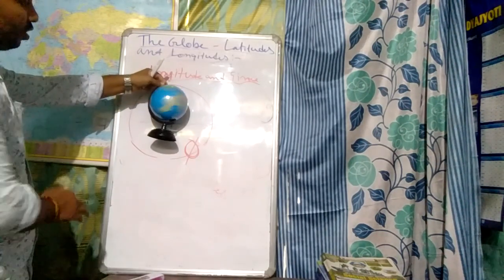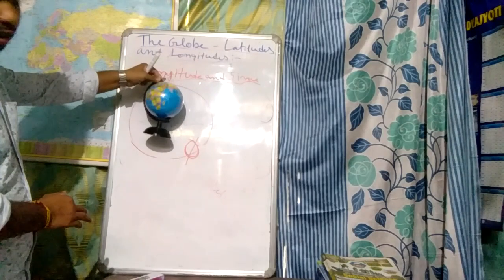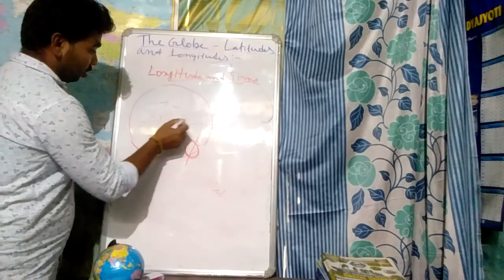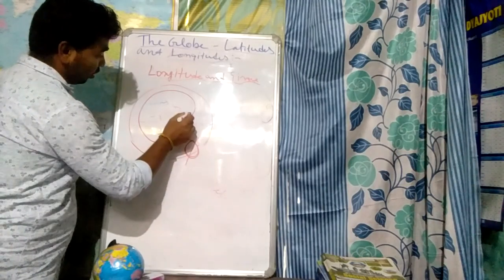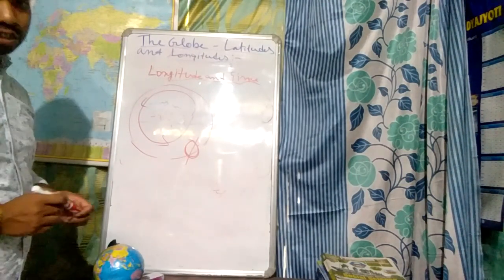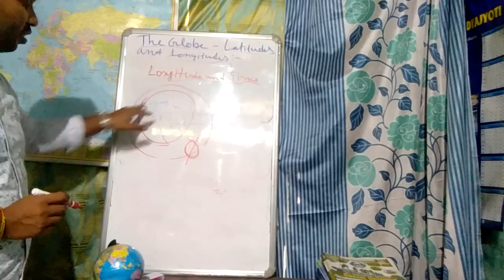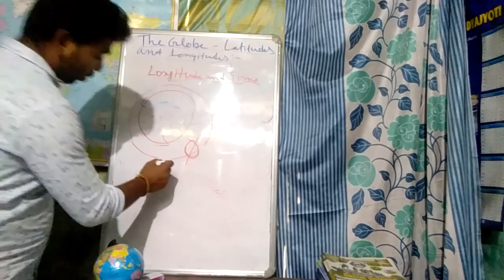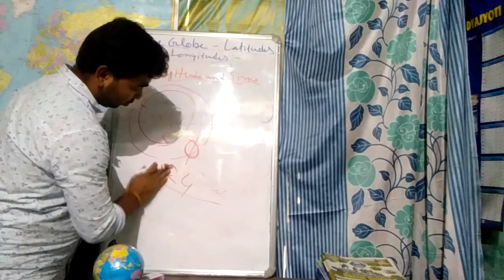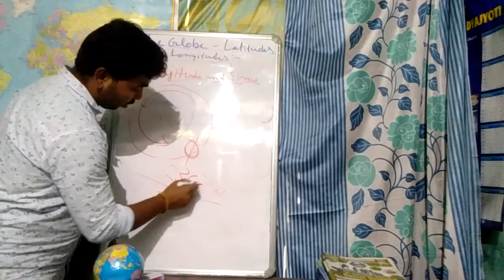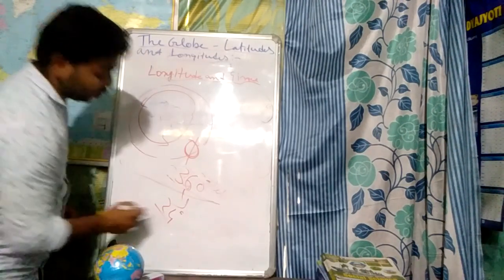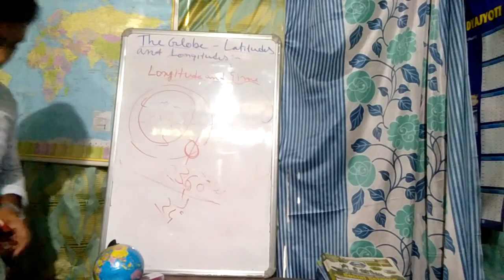The Earth rotates on its axis, and it takes 360 degrees in a day, 24 hours. It makes a 360 degree angle when it rotates. When the Earth rotates in 24 hours, it makes a 360 degree angle.